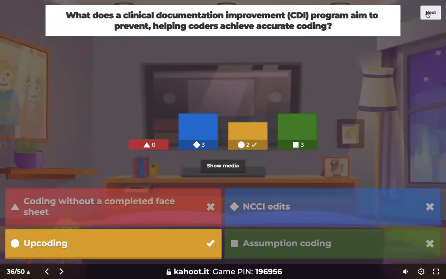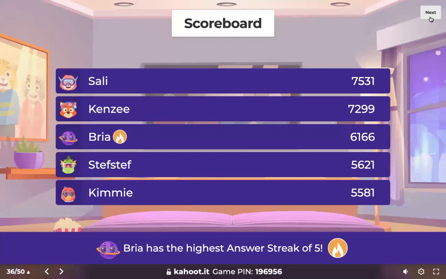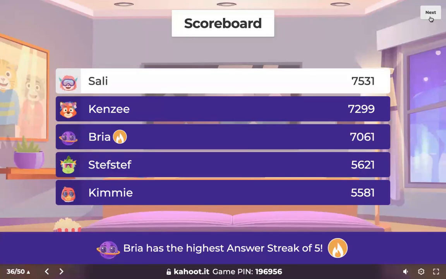The answer is upcoding. Only 2 of you got that. Upcoding. That is what the programs are trying to help prevent. They don't want people upcoding. All right. Let's see what happened to the board. Stay the same. All right.